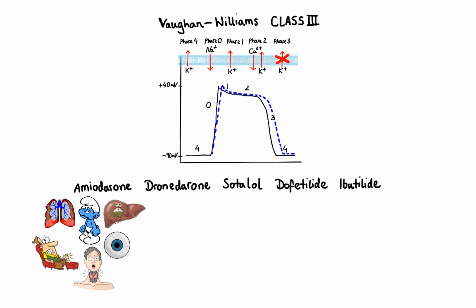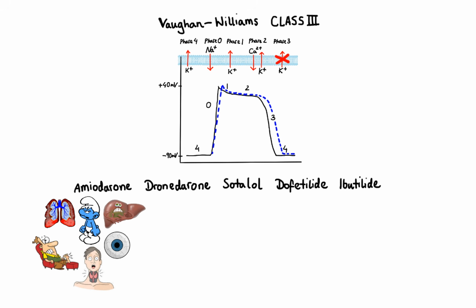Now, on the other hand, we have dronedarone, which is a derivative of amiodarone. It's less lipophilic and has a shorter half-life. It also doesn't contain iodine, so in general, it has a better side effect profile. Unfortunately, in many cases, dronedarone doesn't seem to be as effective as amiodarone.